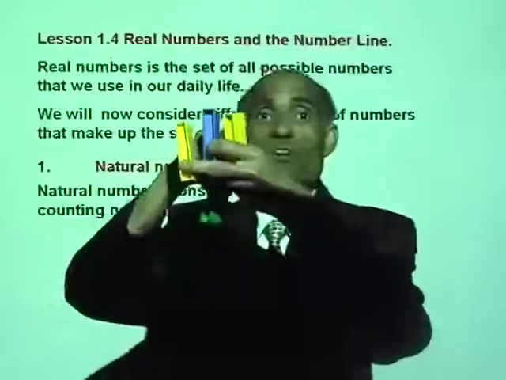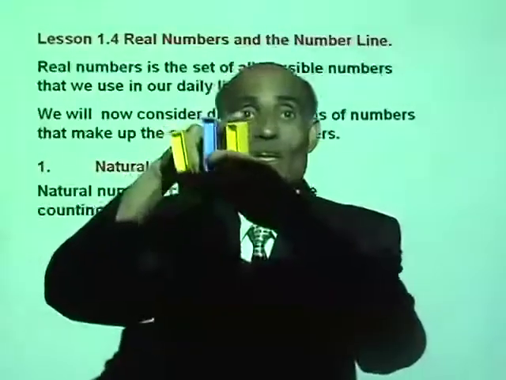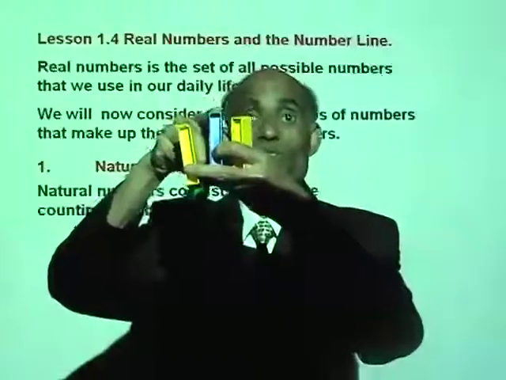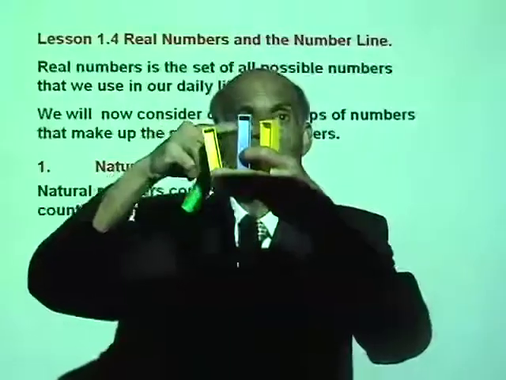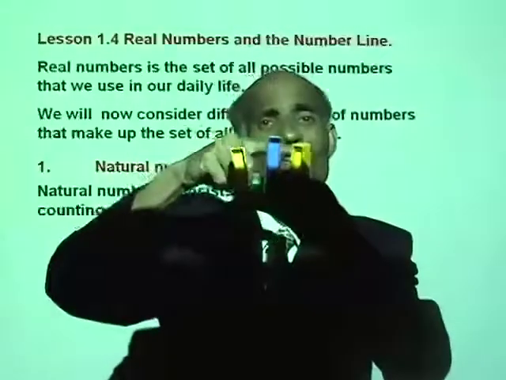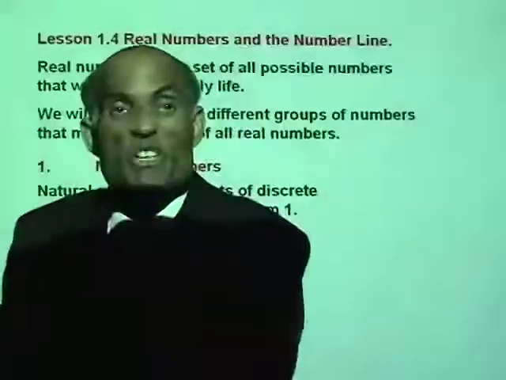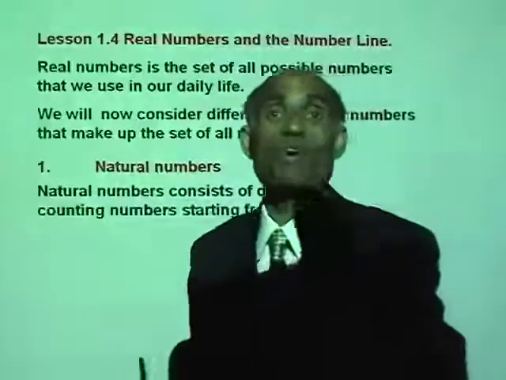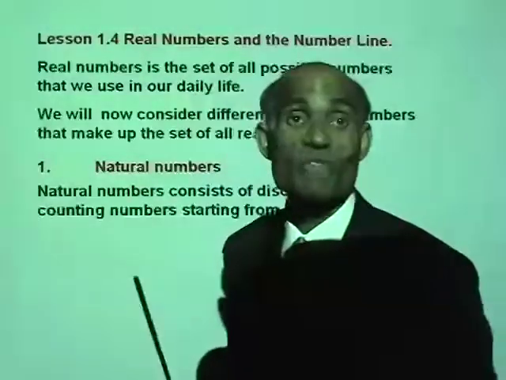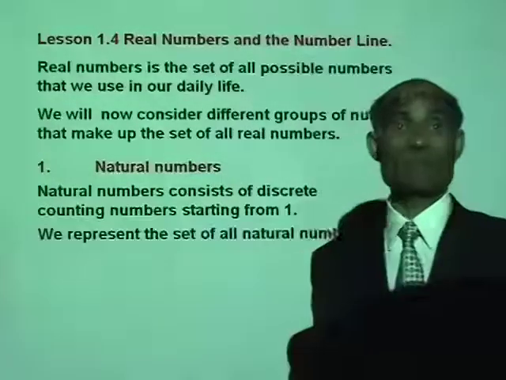You see, I don't have 1.1, 1.2 or 1.3. From 1 I go to 2, then to 3. These kinds of numbers are called discrete. There is nothing in between. So natural numbers consist of discrete counting numbers, numbers that are used for counting whole things. Now let's start from 1.